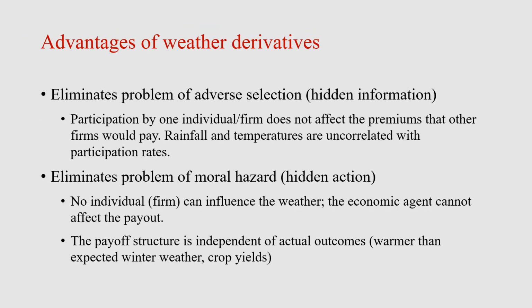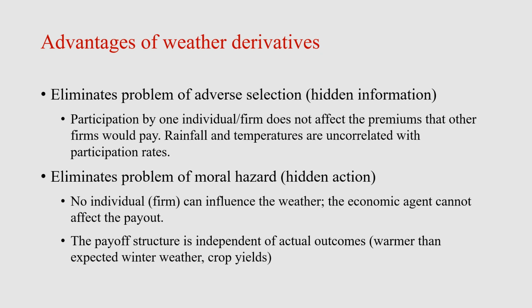So what are the advantages of weather derivatives? Well, first off, it eliminates the problem of adverse selection or hidden information. Participation by one individual or firm or farm does not affect the premiums that other firms would pay. Rainfall and temperatures are uncorrelated with participation rates. Remember, adverse selection was a problem because in the healthcare sector, for example, those who were young did not purchase any healthcare insurance. So they were selecting because they knew they wouldn't have problems.